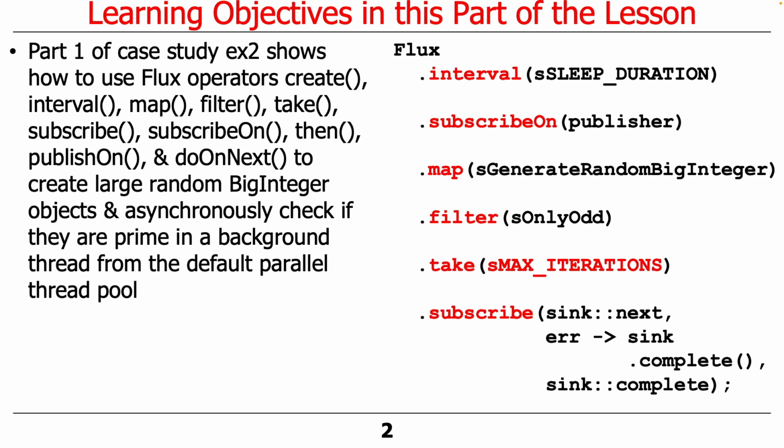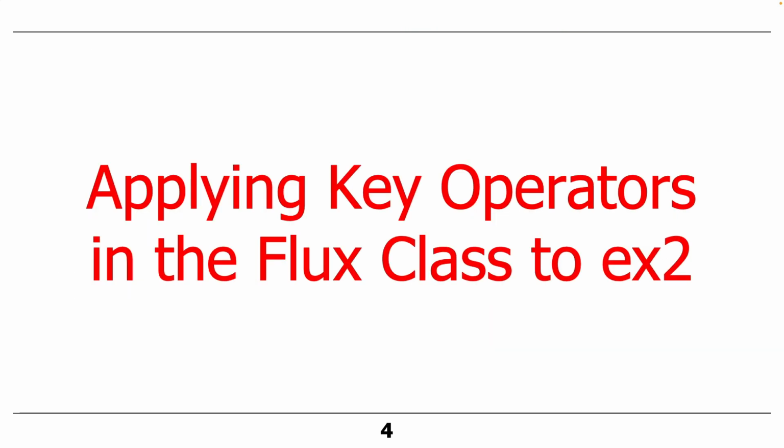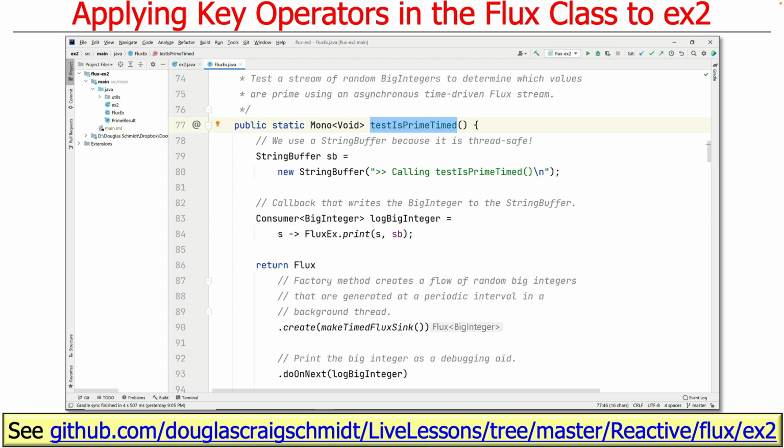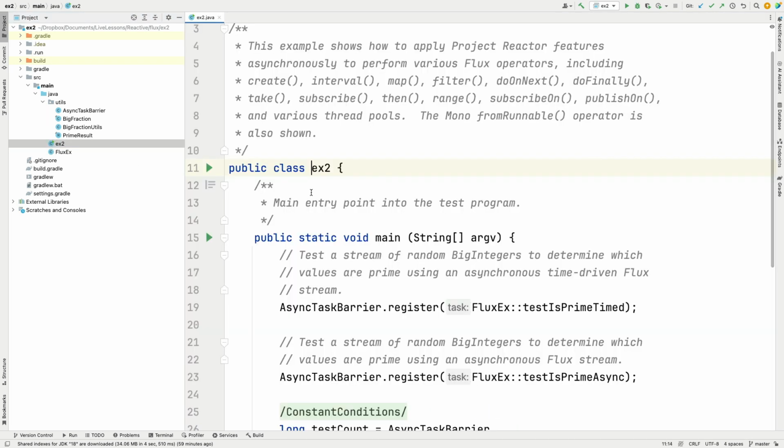And this is actually super fun. We're also going to show off that mono from runnable operator here that we were just talking about. And as usual, you can get this in my live lessons GitHub repository in the reactive folder with the Flux subfolder in the ex2 project. So here we are in the ex2 project from the reactive Flux portion of my GitHub repository. Let's take a quick look at the ex2 driver program.